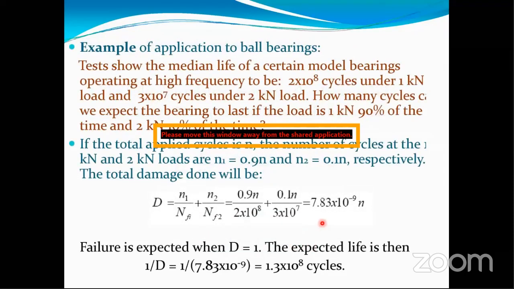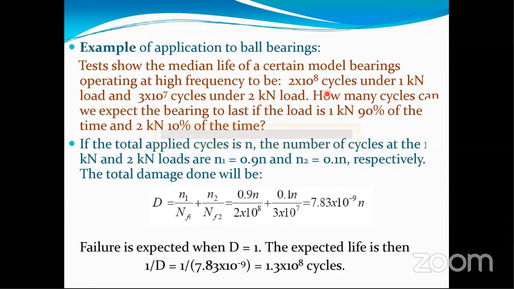So let us see. Let's consider one example. There is a certain model of ball bearings which is operating at high frequency. It is subjected to 1 kilonewton load for 2 times 10 to the power 8 cycles and 2 kilonewton load for 3 times 10 to the power 7 cycles. So how many cycles are expected for failure? This is the question which we'll see. The percentage time distribution is given as: 1 kilonewton load is sustained for 90% of the time and 2 kilonewton load is encountered for 10% of the time.